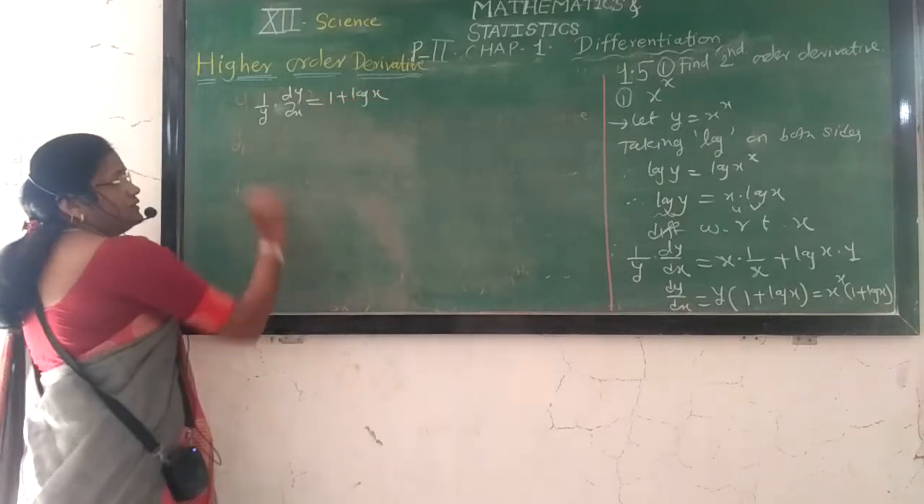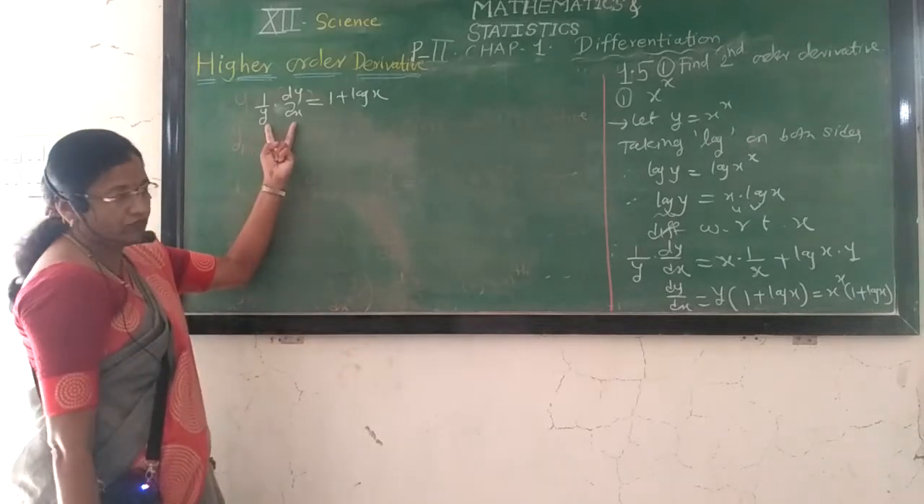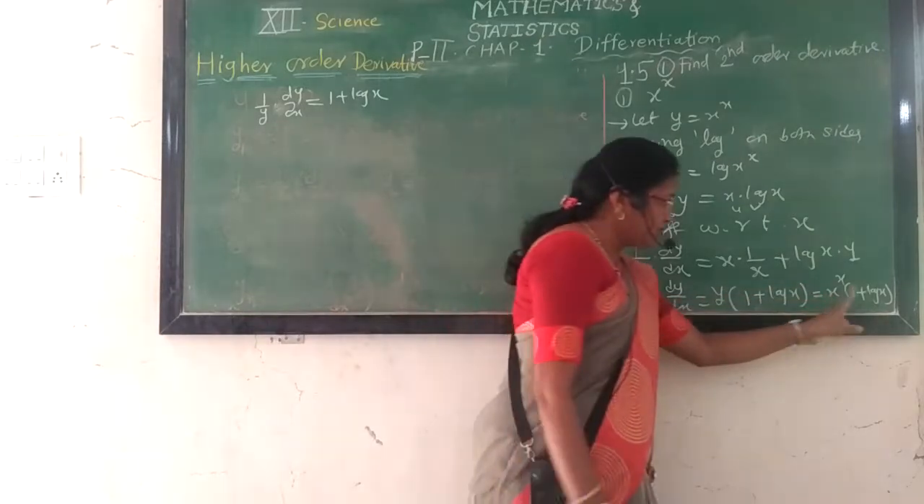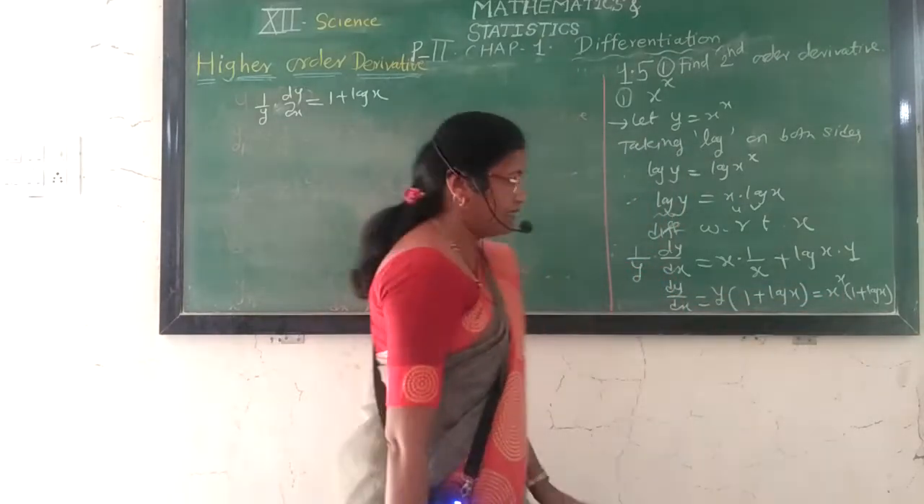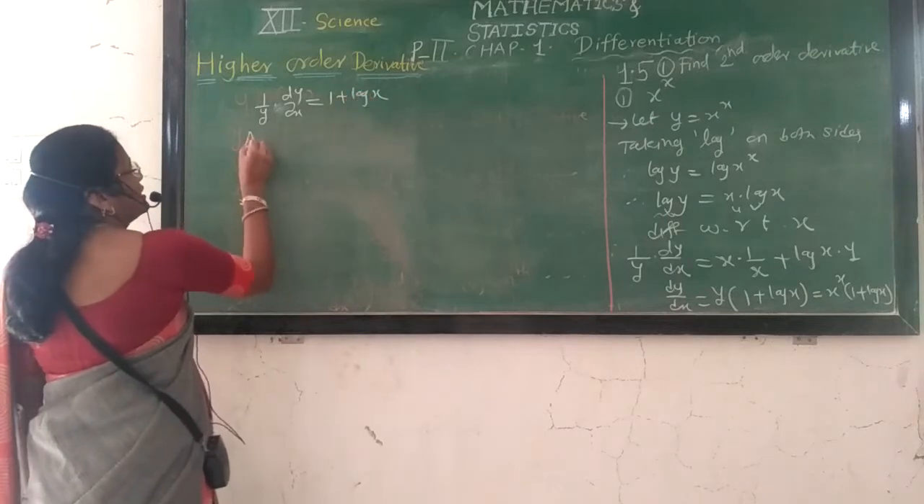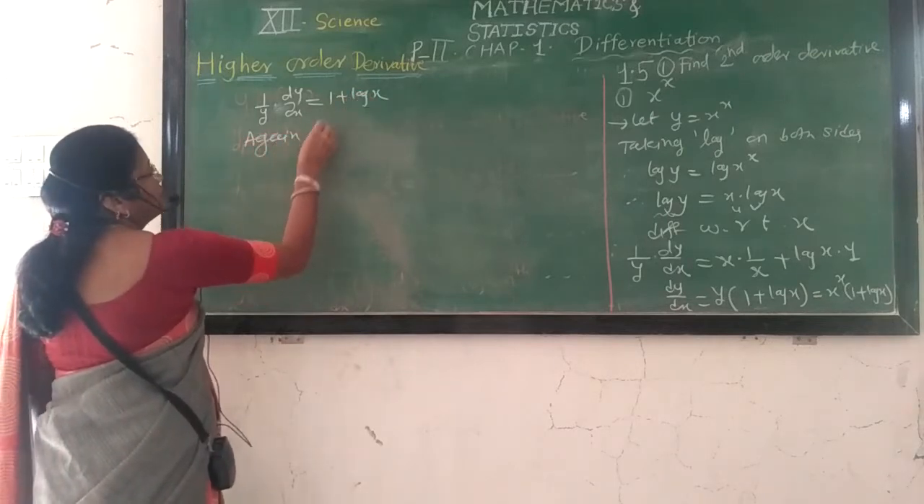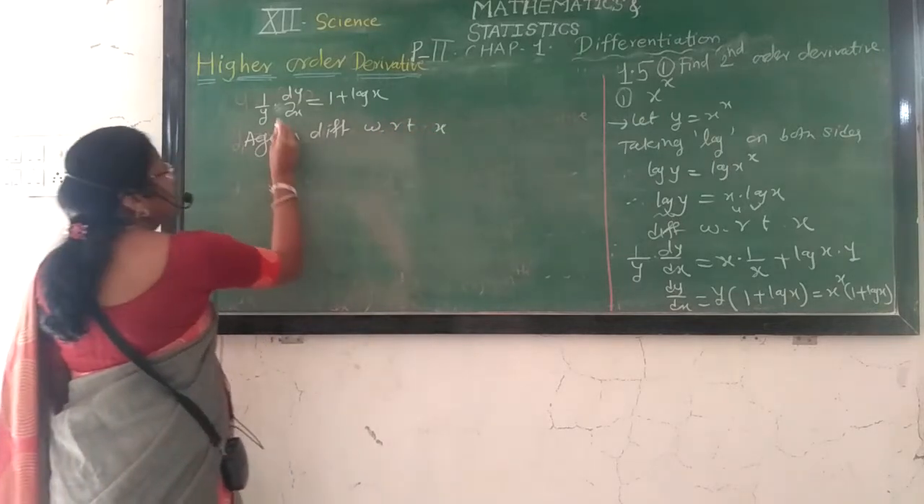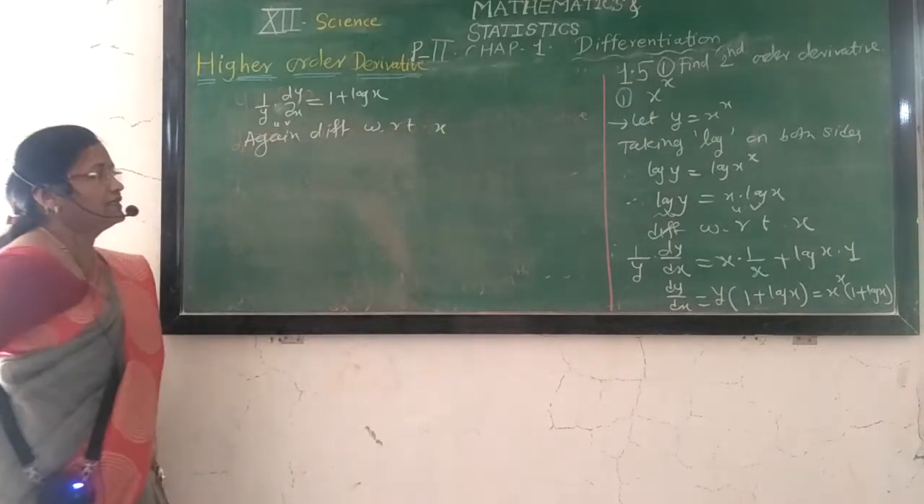You may take differentiation again, but here you can apply the u into v rule to the right side. You get the same answer. So for this we take differentiation again with respect to x. Now here we apply the u into v rule.